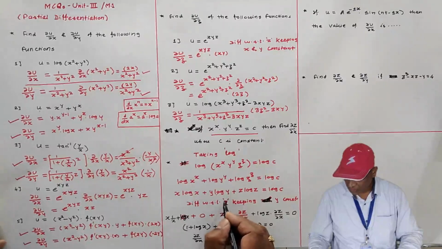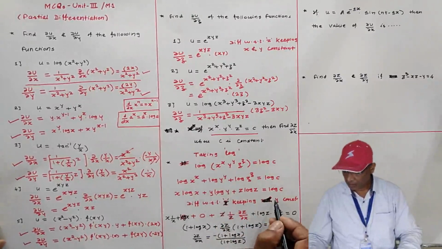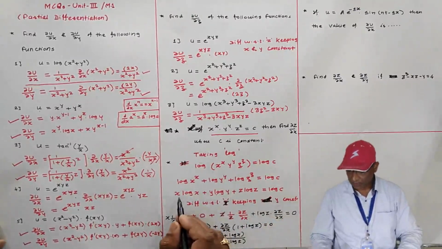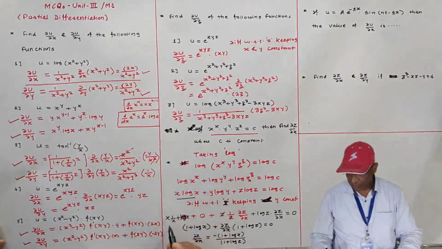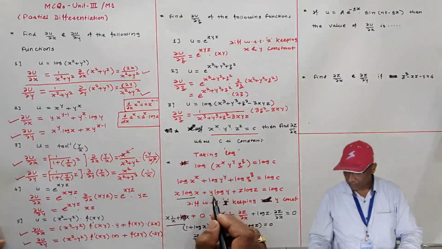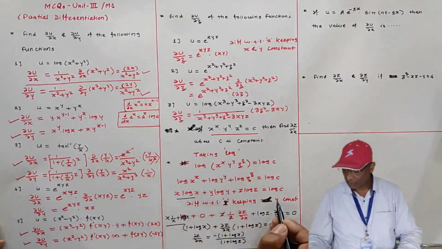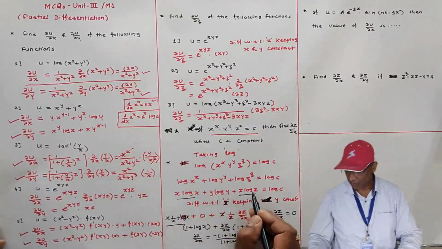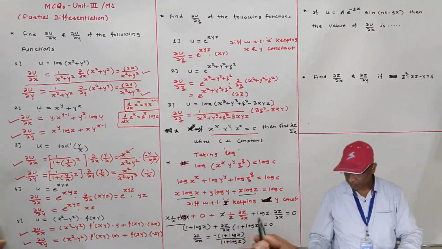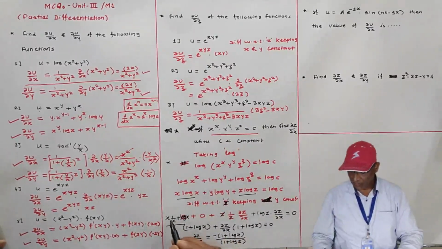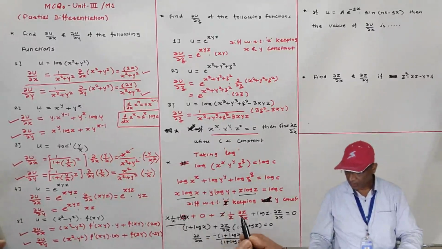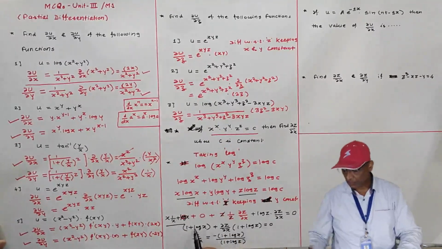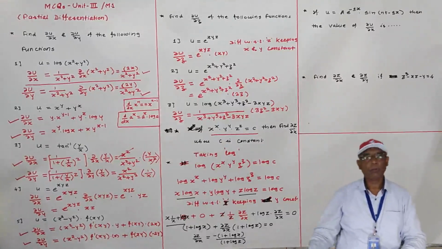Differentiate with respect to x here, keeping y constant. The derivative of x log x by product rule is this thing. Derivative of y log y is 0 because we are treating y as constant. Derivative of z log z is this one. Then x gets cancelled, 1 plus log x is remaining. Del z by del x is common, 1 plus log z is remaining. Shift this term to the right hand side and then take this term in the denominator.